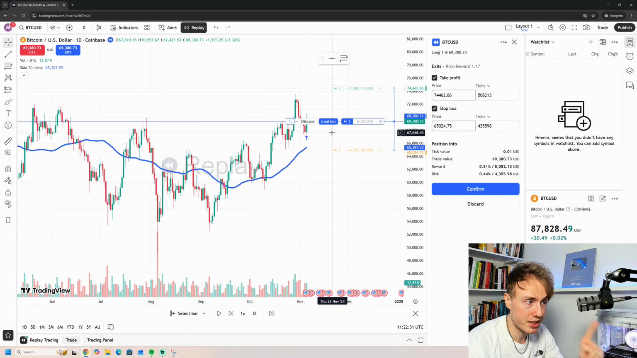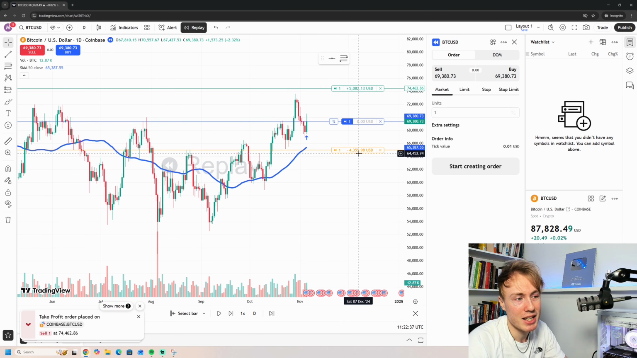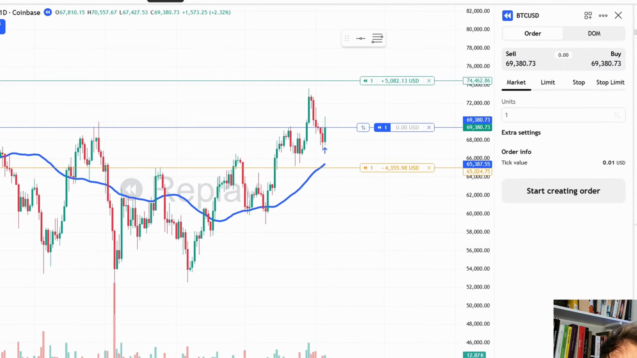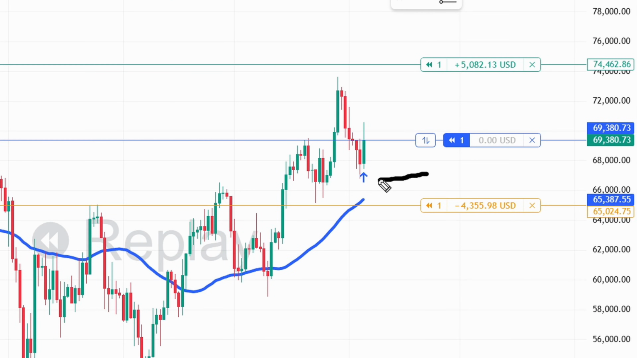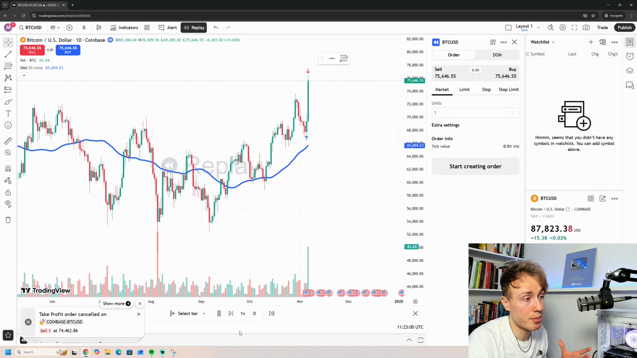And this is a common mistake that beginners make. They forget that they need to click confirm. So you need to click confirm right there in order for the trade to be active. I think that on the TradingView side, it's a little bit easy to miss. But now we are essentially in this trade, and you can see that by looking at this blue arrow right here. So now we are in the trade, and what we can now do is press play here and let this trade play out.